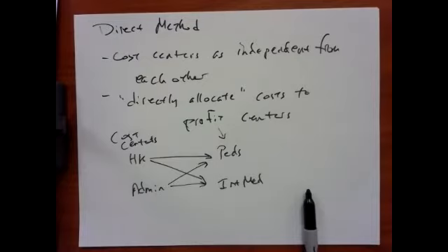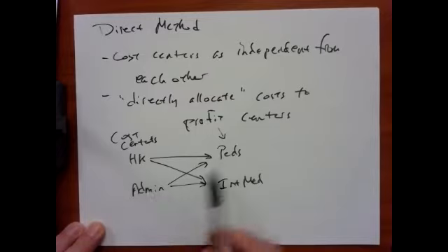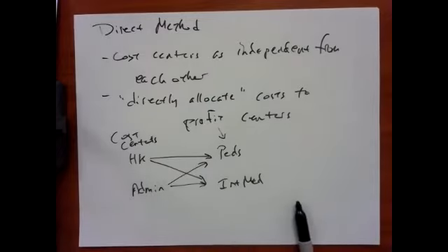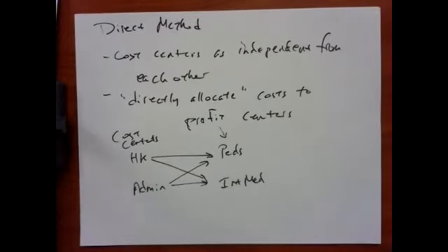A more full perspective is to say, not only does housekeeping provide support to admin, peds, and internal medicine, but admin provides support to peds, internal medicine, and housekeeping. If admin includes HR, and HR includes doing stuff like payroll, then admin also provides support to housekeeping, right? So there's a third method that we're not gonna cover because it involves a bunch of simultaneous equations. It's not worth our time, because this is more about giving you the concept rather than the specifics.